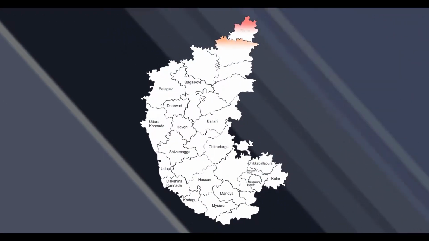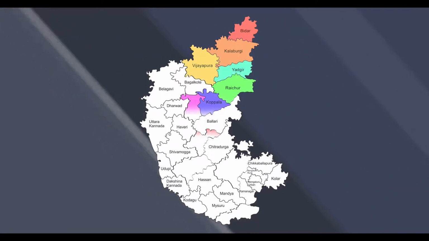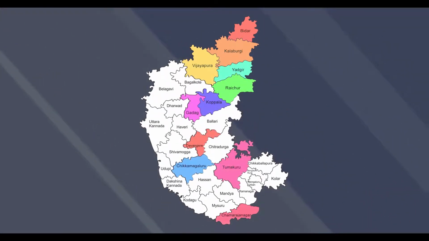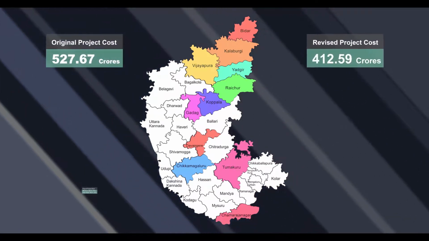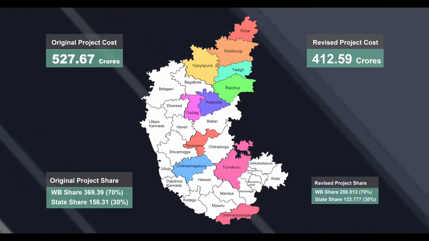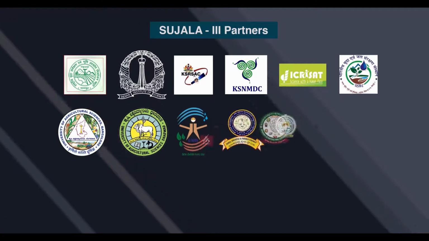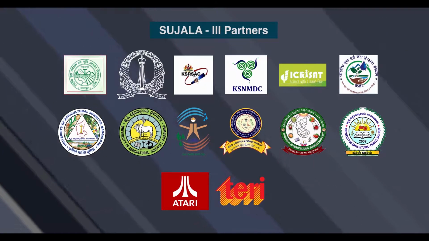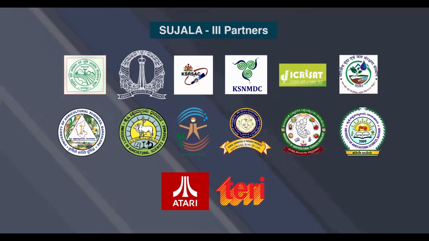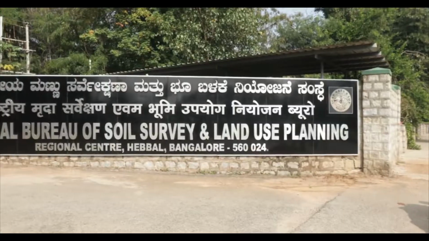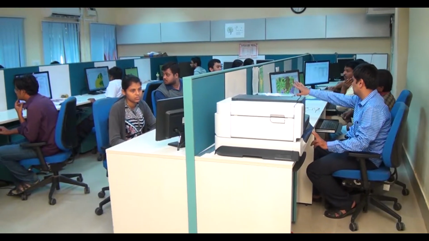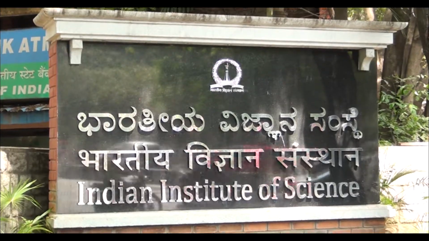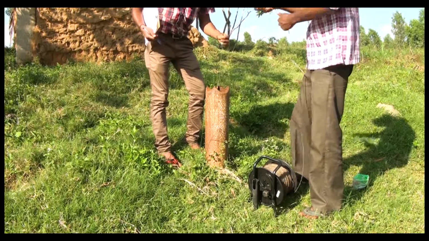SUJALA 3 project is implemented by the Watershed Development Department from 2013-14 onwards in 11 districts of the state with 527.67 crore rupees through 5 different components. It is executed by a consortium of 14 state and national level institutions having domain expertise from different fields as required for the project. The National Bureau of Soil Survey and Land Use Planning leads the land resource inventory and the Indian Institute of Science on hydrology-related activities.